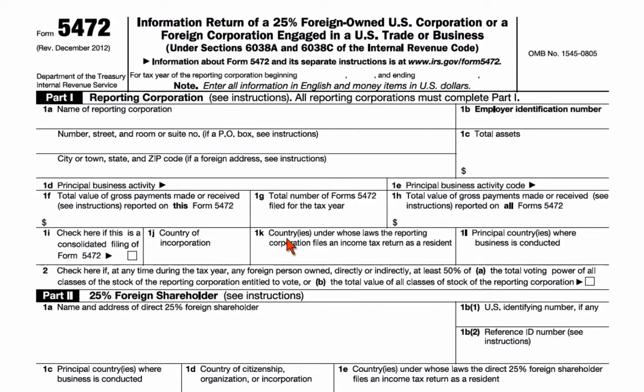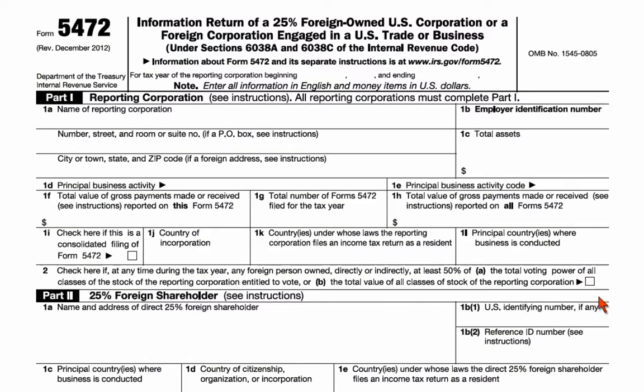Line 1G asks how many Forms 5472 are being filed by the reporting corporation, and line 1H asks for the total payments made or received for all 5472s. If the reporting corporation is part of an affiliated group filing a U.S. consolidated tax return, then a consolidated Form 5472 can be filed by the group. You list the country of incorporation, the country where the reporting corporation files its tax return as a resident, and the principal country where it conducts business.